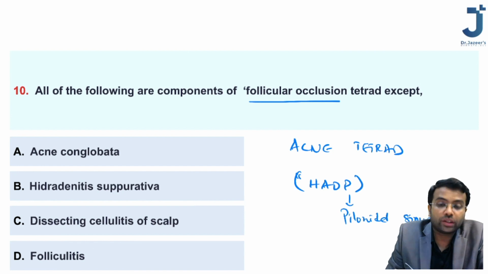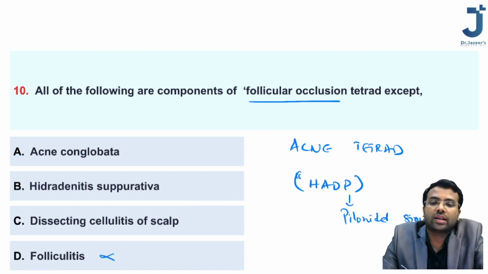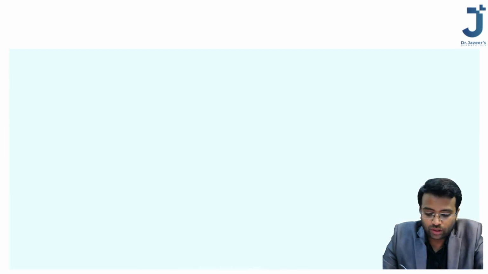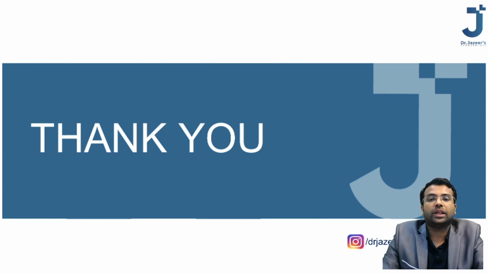So out of all these options, the odd one out is folliculitis. That is not included in the follicular occlusion tetrad. With this, we have completed today's discussion of 10 MCQs from the same topic, alopecia.